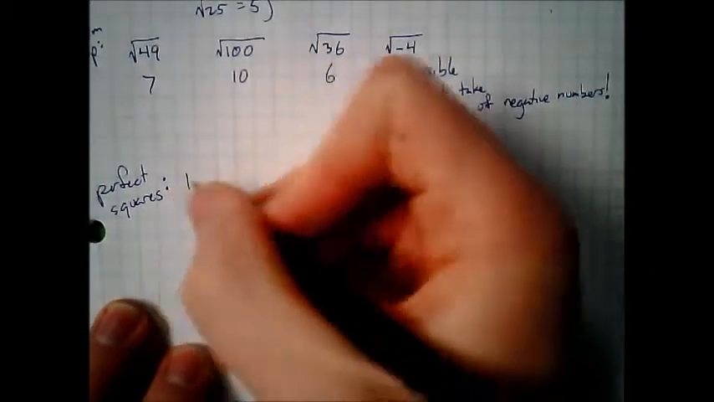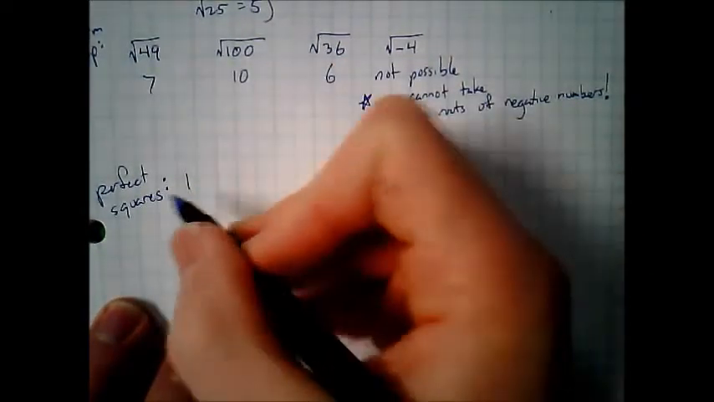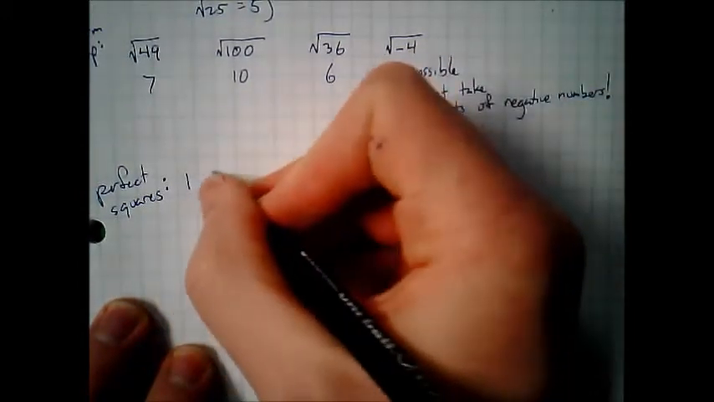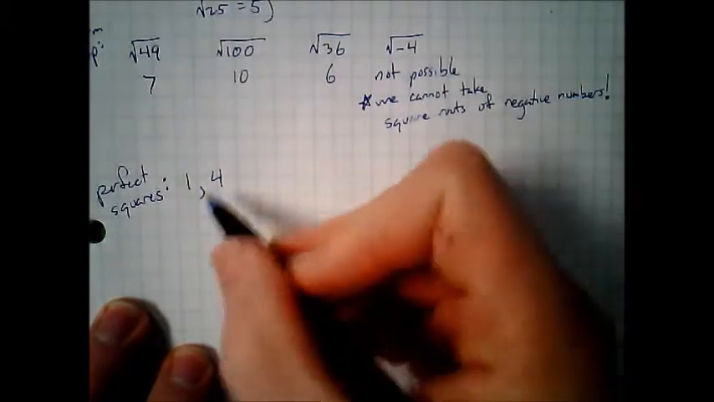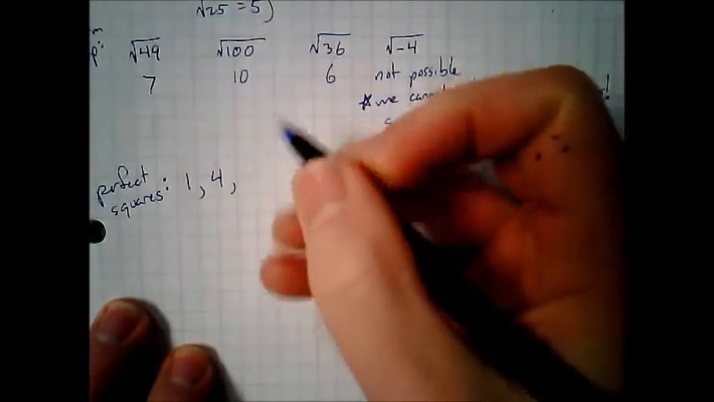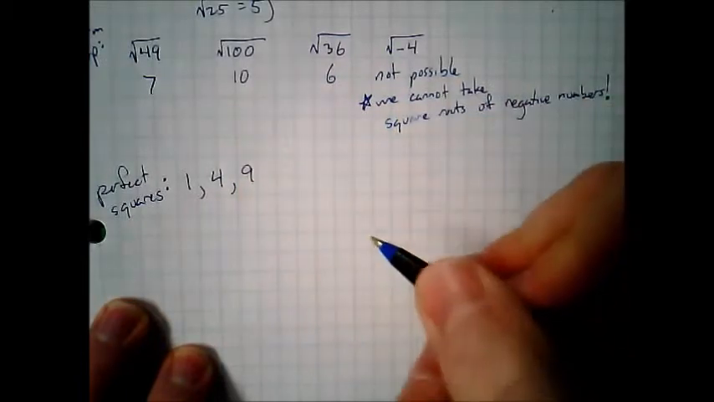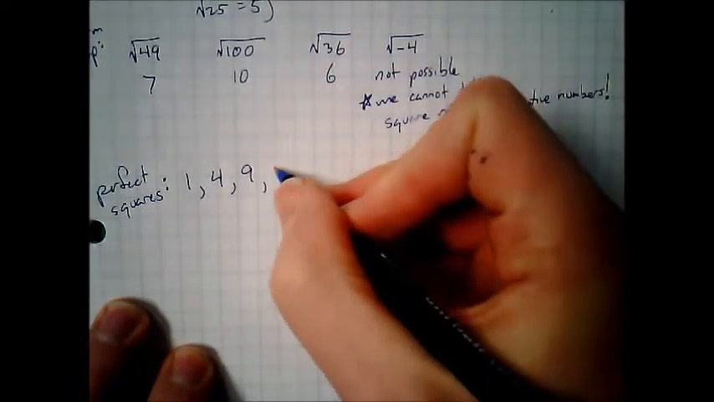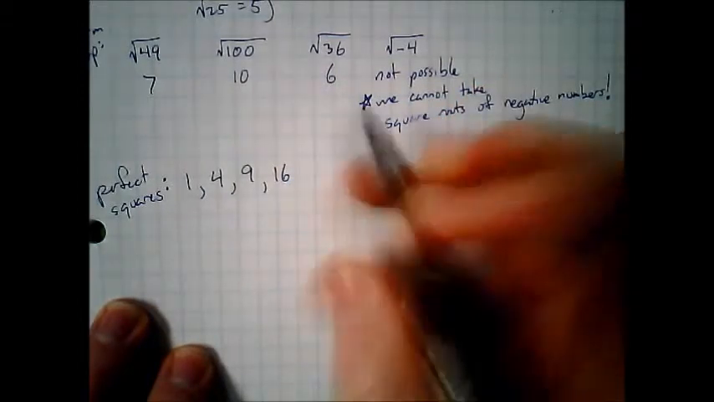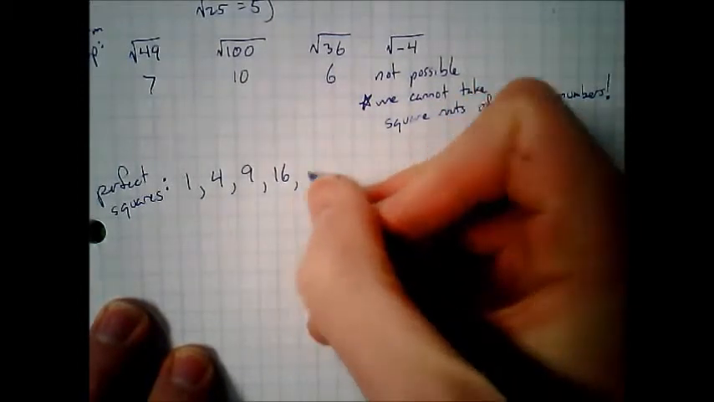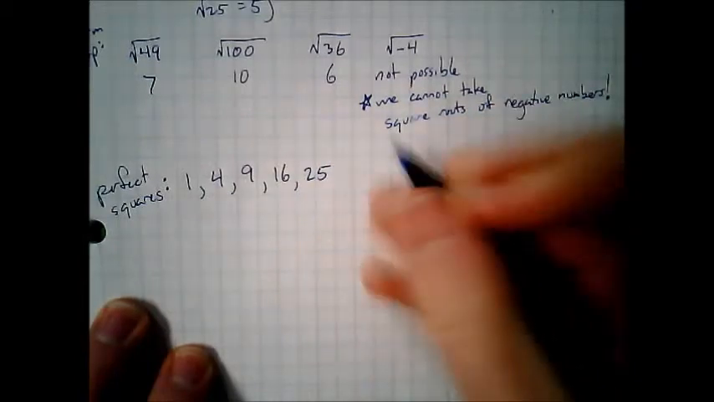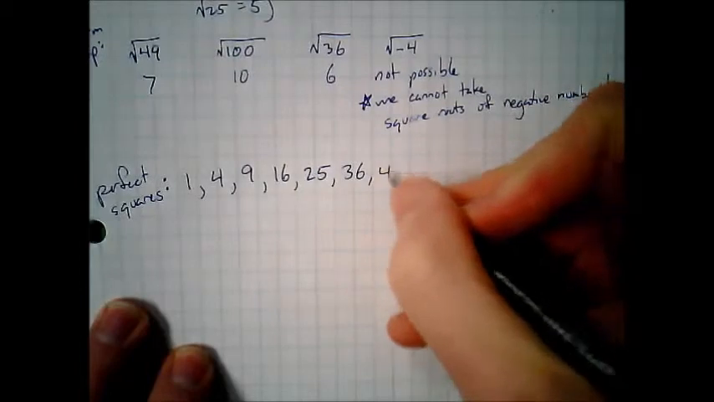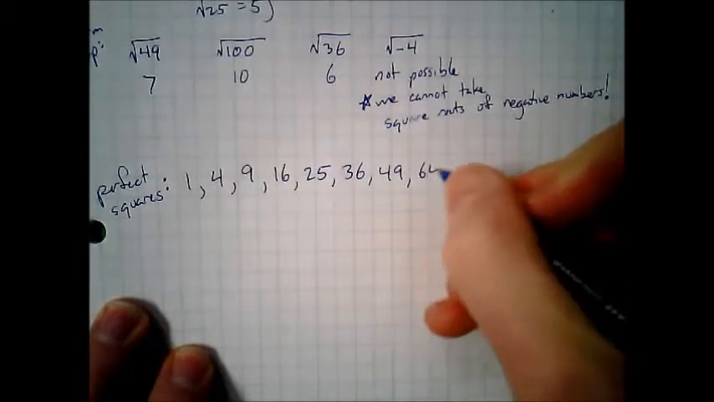Well, 1 is a perfect square because the square root of 1 is 1. 1 times 1 is 1. Now 2 times 2 is 4, so 4 is a perfect square because the square root of 4 is 2. 3 times 3 is 9, so 9 is a perfect square because the square root of 9 is 3. 4 times 4 is 16, so 16 is a perfect square. The square root of 16 equals 4. And so on. The square root of 25 is 5. The square root of 36 is 6. The square root of 49 is 7. The square root of 64 is 8.